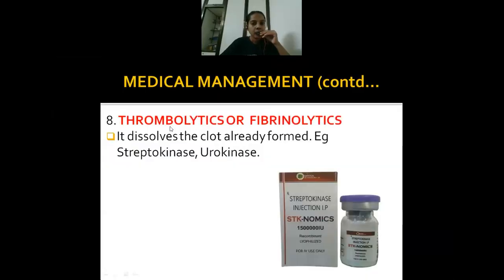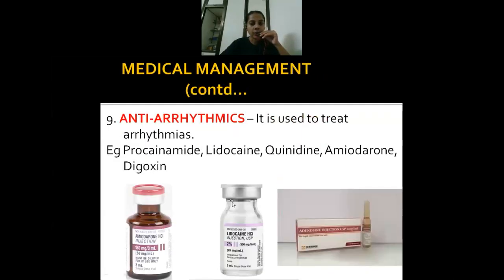Next drug is thrombolytics or fibrinolytics. If the clot is already there, you have to dissolve the clot, or lysis of the clot should be done. For that we give streptokinase or urokinase. Sometimes the patient may experience arrhythmias, as I already told in MI. To prevent arrhythmias, we give antiarrhythmic drugs like amiodarone, lidocaine, adenosine, procainamide, quinidine.